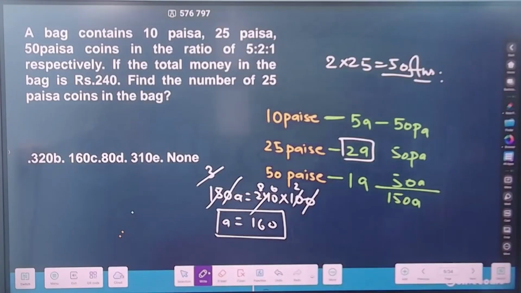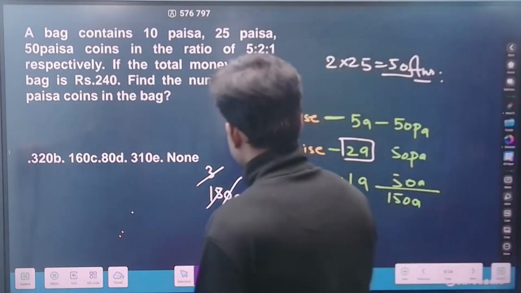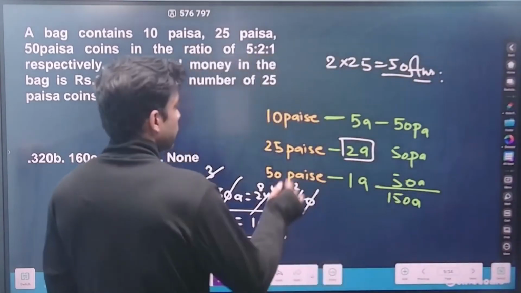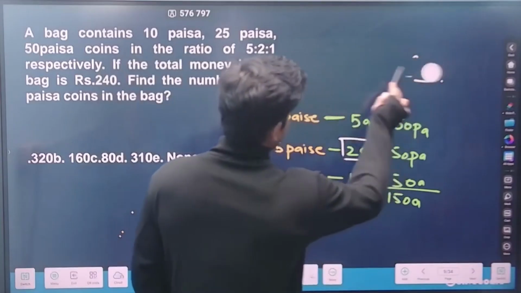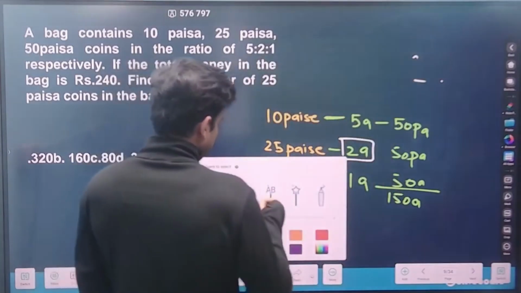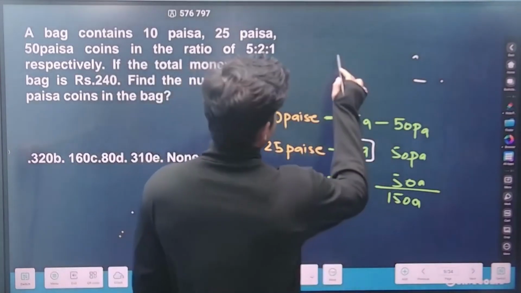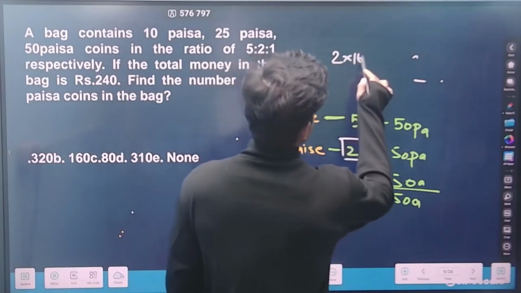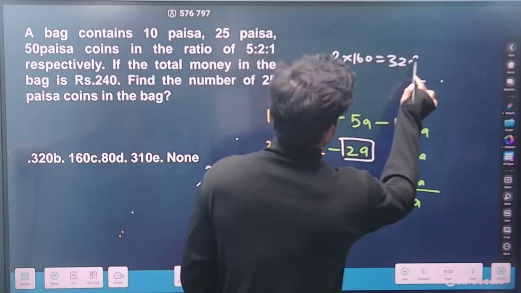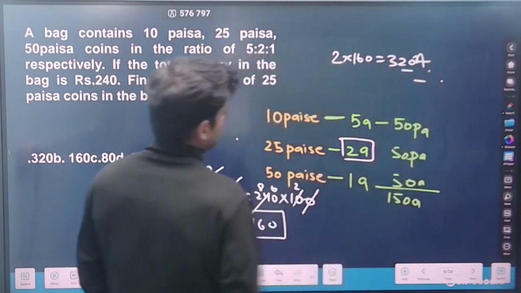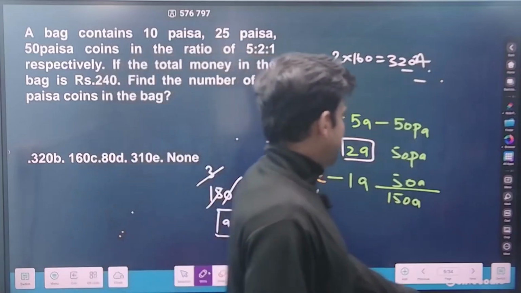No, VK, this is 25. Okay, sorry. Two into 160, 320 is the answer. Hope so. Let's go for the next one.